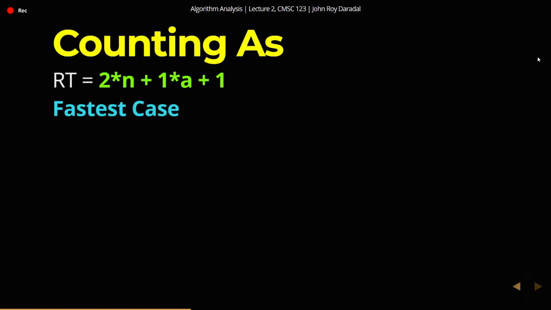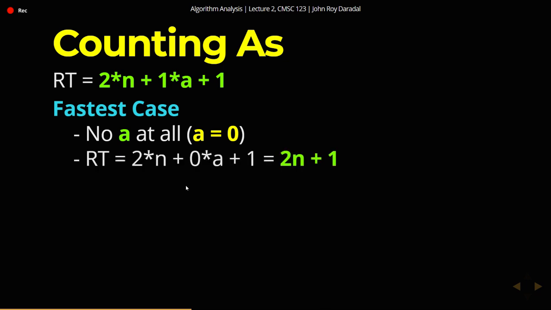For example, in our counting A's problem, recall that the running time was 2n plus A plus 1. What would be the fastest case in this problem? The fastest case would be if there are no A's at all, right? So that would make A equal to 0. If this is 0 here, that would make the running time only 2n plus 1, because the A part will be eliminated.